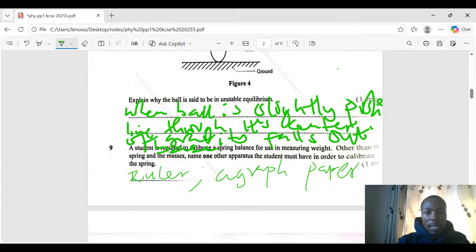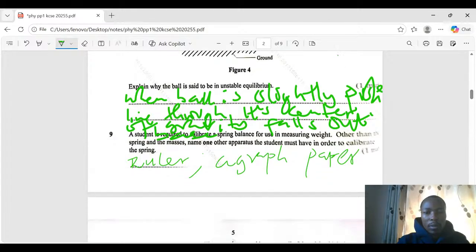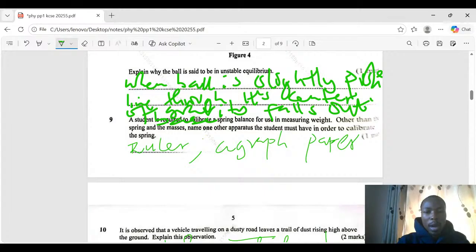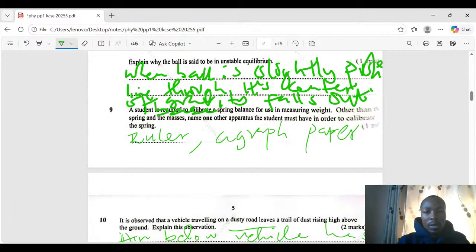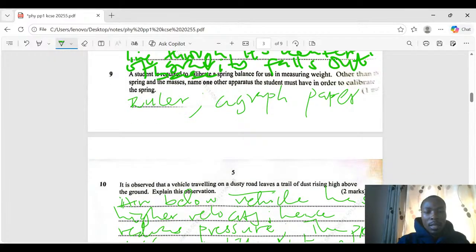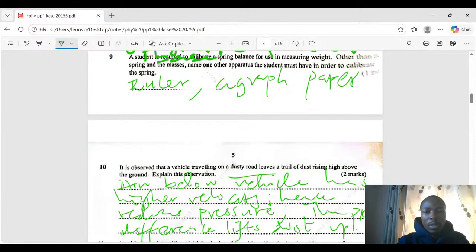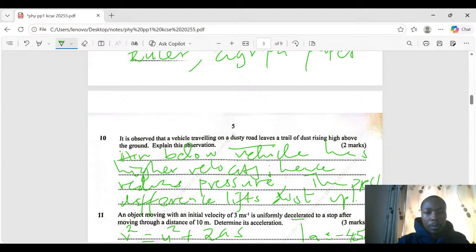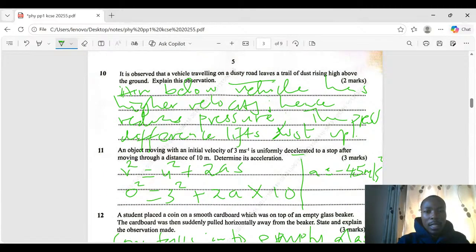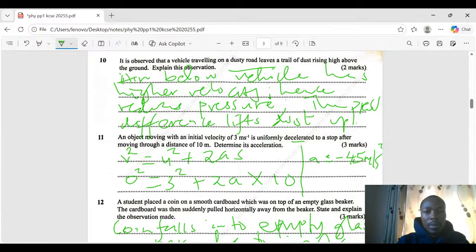A student is to calibrate a spring balance using weights. Other than the spring balance and masses, you are supposed to give other apparatus a student can use. The student can use a meter rule. At the same time, he or she can use graph paper. Question number 10: it is observed that a vehicle traveling on a dusty road leaves a trail of dust rising high above the ground. Explain the observation.